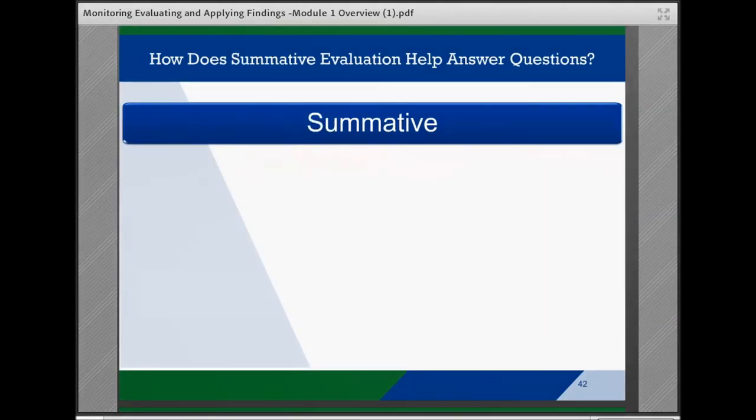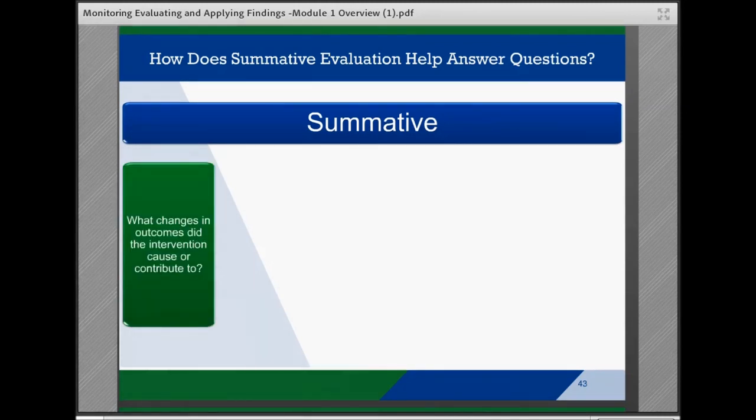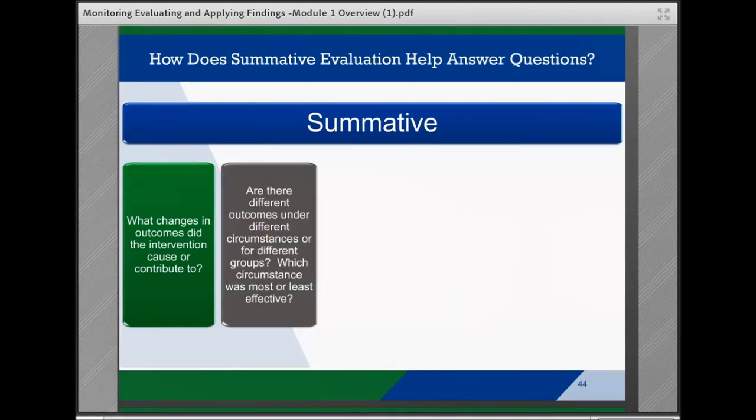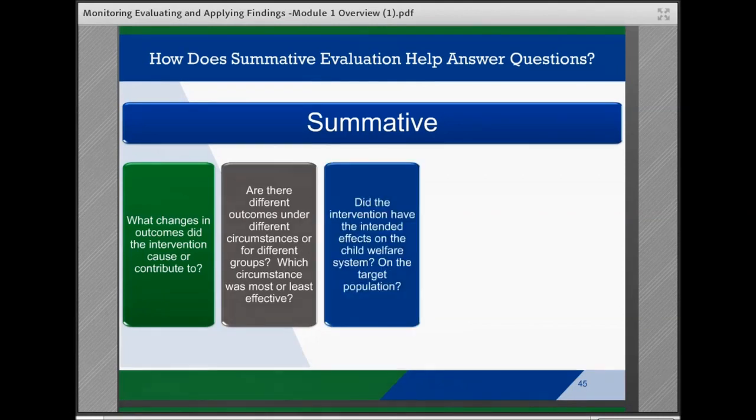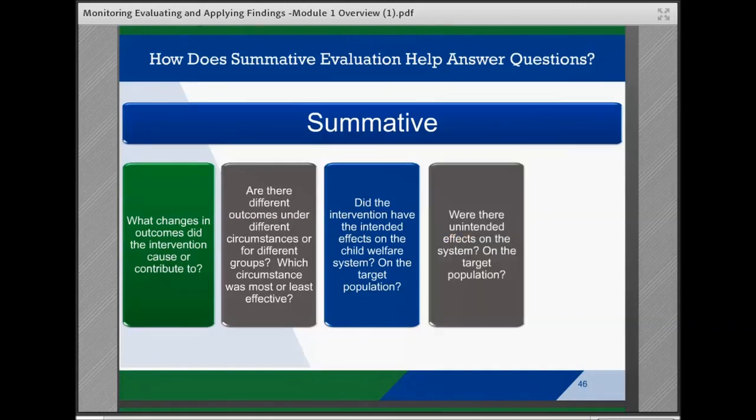For summative evaluation, some of the types of questions to consider might include: what changes in outcomes did the intervention cause or contribute to? Are there different outcomes under different circumstances or for different groups? Under which circumstances and for whom was the intervention most or least effective? Did the intervention have the intended effects on the child welfare system, on the target population? Were there unintended effects on the system or population? And how can the intervention be sustained?